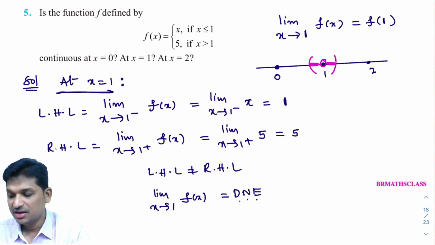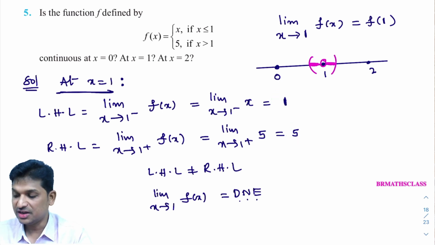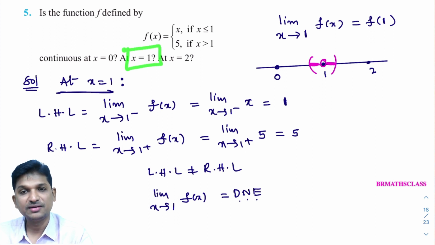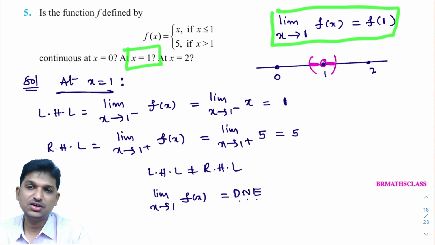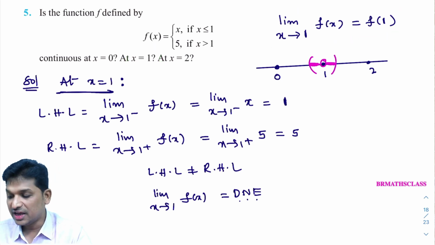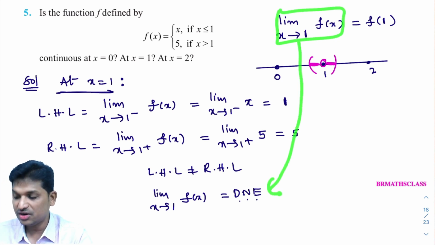But here what happened? The left hand limit is different, the right hand limit is different. So what do we say? The limit of the function does not exist. Actually, what I am trying to do is check continuity at x equal to 1. If limit as x tends to 1, f of x equals f of 1, then we say that the function is continuous at x equal to 1. I tried to calculate this. I got that this does not exist.